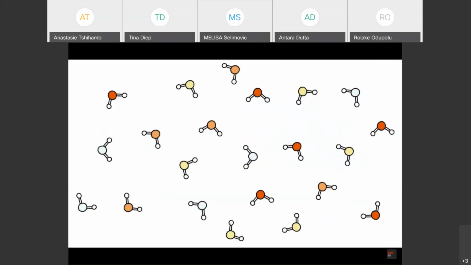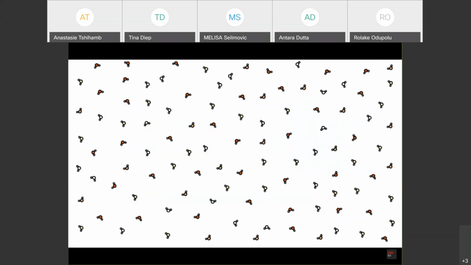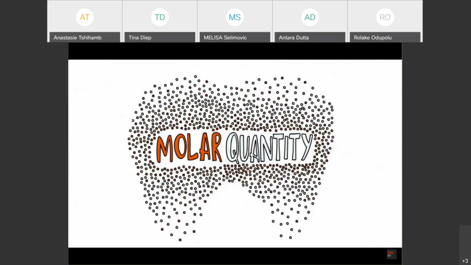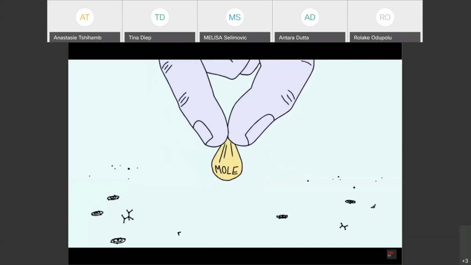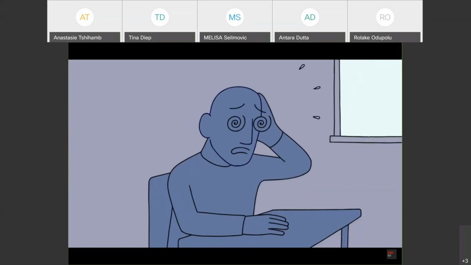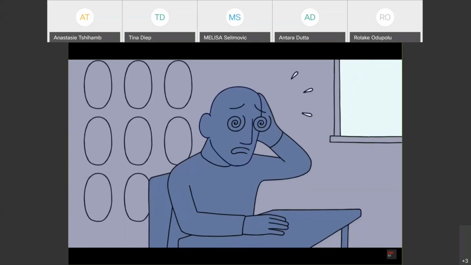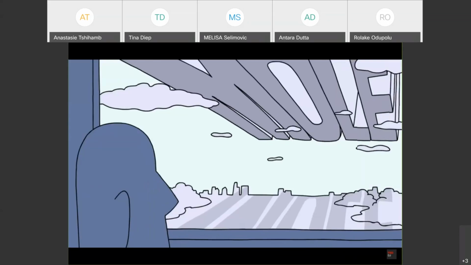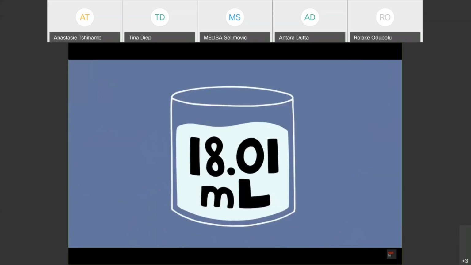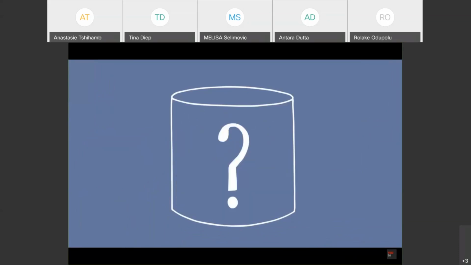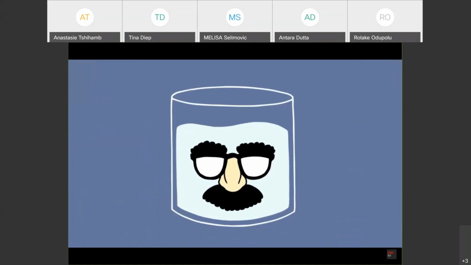Chemists use the term mole to refer to quantities at the magnitude of 602 sextillion. This is known as a molar quantity. Atoms and molecules are so small that chemists have bundled them into groups called moles. Moles are hard for students to understand because they have a hard time picturing the size of a mole, or 602 sextillion. It's just too big to wrap our brains around. Remember our 18.01 milliliters of water? Well, that's a mole of water. But how much is that? Exactly what does 602 sextillion look like?